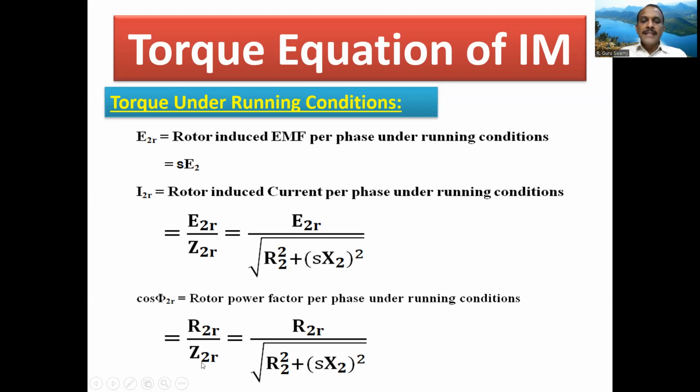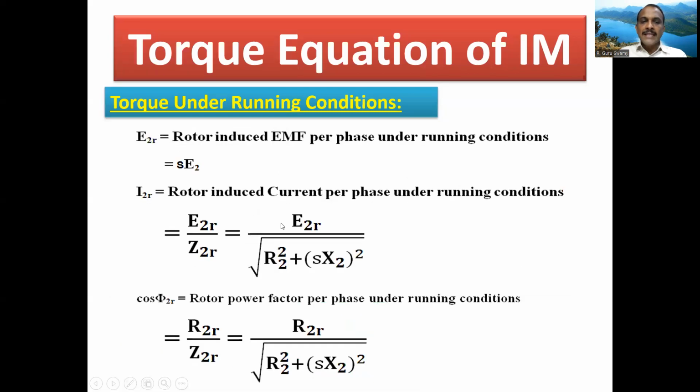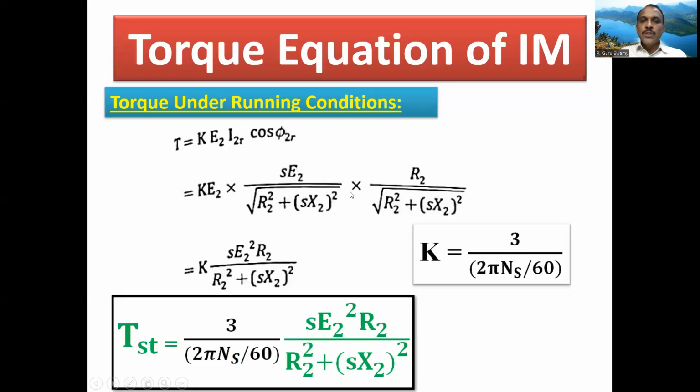Cos phi is R by Z, so R2 divided by square root of R2 square plus (SX2) whole square. Now again, torque is K E2 I2 cos phi 2. I substitute the current equation, so S has to be kept here: S into E2 divided by square root of R2 square plus (SX2) whole square, multiplied by R2 divided by square root of R2 square plus (SX2) whole square. This E2 and this E2 multiply and you get this value, and K is again the same. So this is your finalized running condition, not the starting condition. Though it is written starting here, it is a running condition.